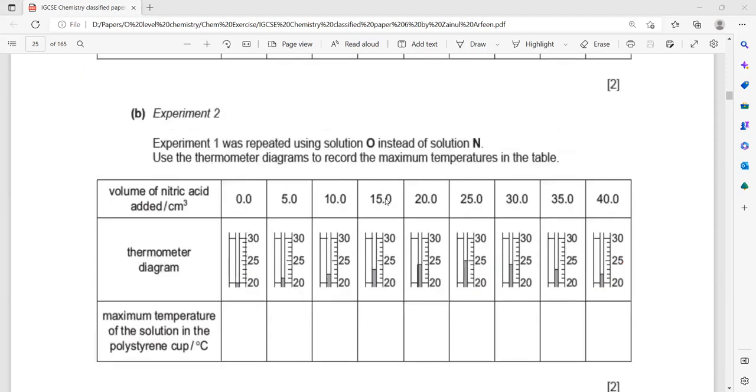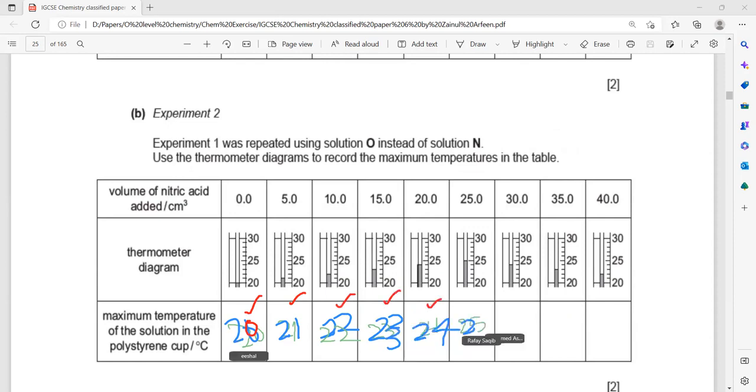Then experiment 2: experiment 1 was repeated using solution O instead of N. Use the screen annotation to complete this. The first one is 20, then 21, 22, 23, 24, 25, 25, 24, 23 and 22. So these are the temperature readings according to the thermometer, against the volume added.